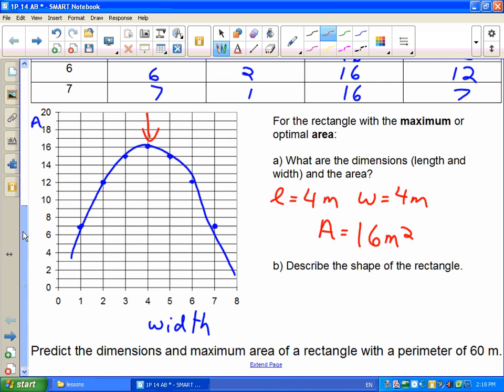Now, what kind of a shape is this if the length and the width are exactly the same? What kind of shape has the length and the width the same? It is a square.